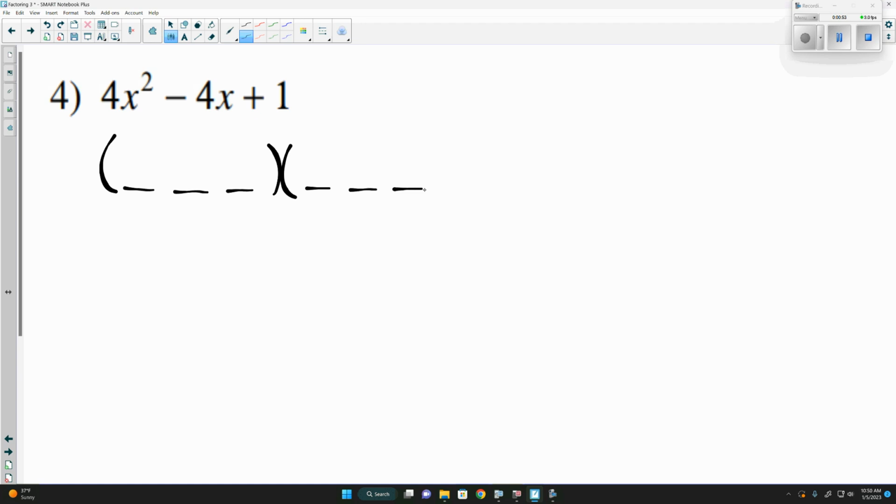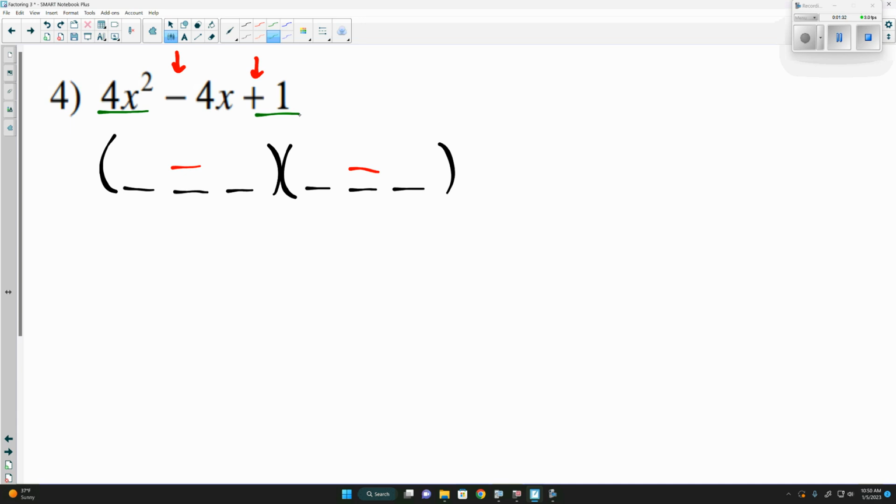Since there's not a greatest common factor, we're going to go with our 2 sets of parentheses with 3 spaces. And the next step is going to be to find the sign. Since the third term is positive, our signs are the same and they match the sign of the middle term, which is negative. So we have negative and negative. Now we need to find the factors of the first and third terms. Normally, especially the last 2 days, we looked at the factors of the first term first, but we really don't have to stick with that. We could do the third term first also.